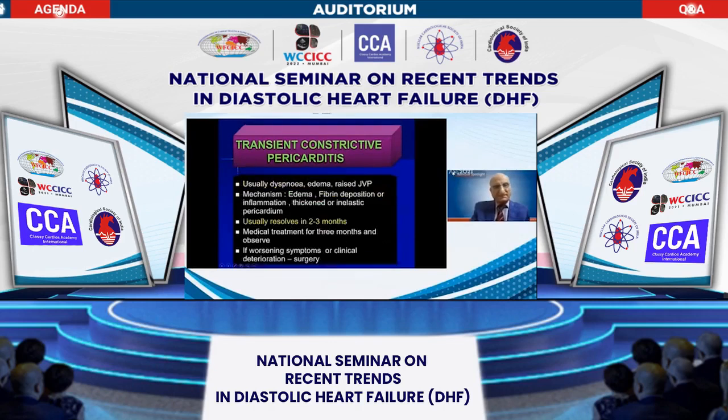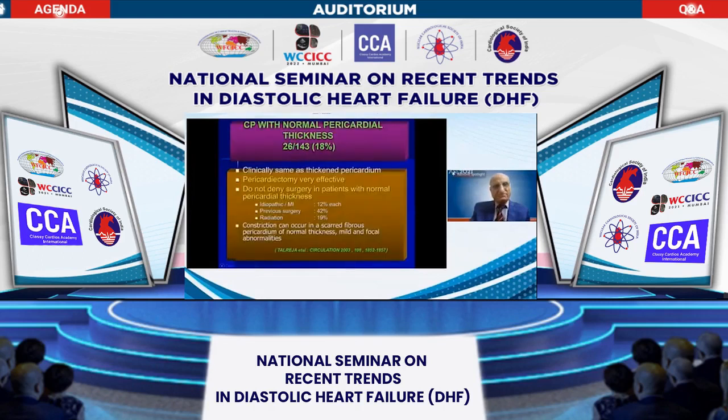So the impact of this is that whenever you see a constrictive pericarditis and the patient is fairly comfortable, try to give medical treatment for 3 months and observe. It may resolve in about 2 to 3 months. Only if the condition worsens and clinical deterioration occurs, then surgery is required. Otherwise, that is a good, transient constrictive pericarditis.